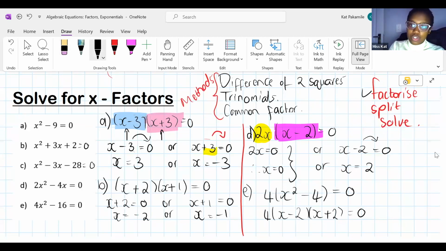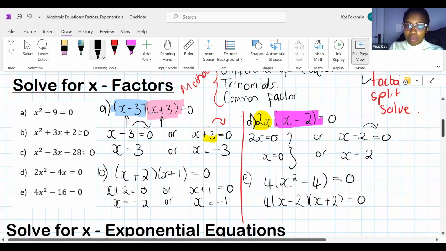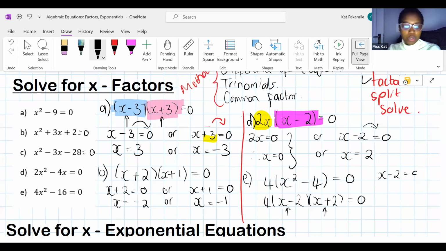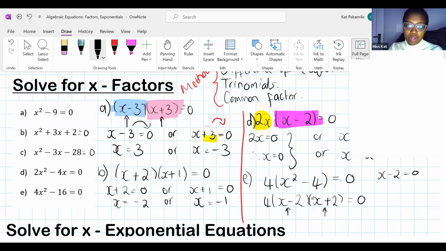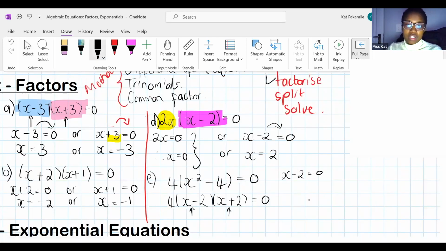You can continue with your two brackets that do have variables, because either this bracket is 0 or that bracket is 0. So let's do that. You're going to say either x minus 2 equals 0 or x plus 2 equals 0.